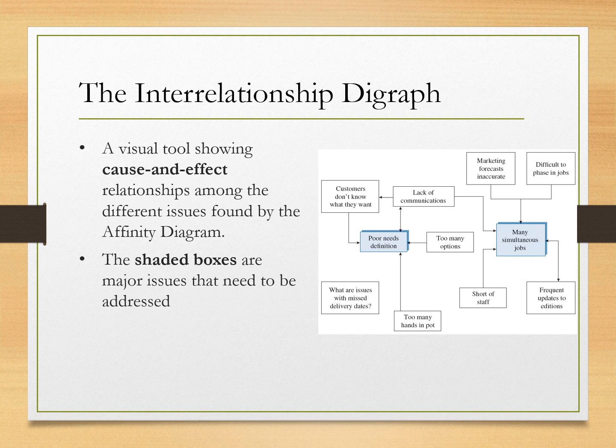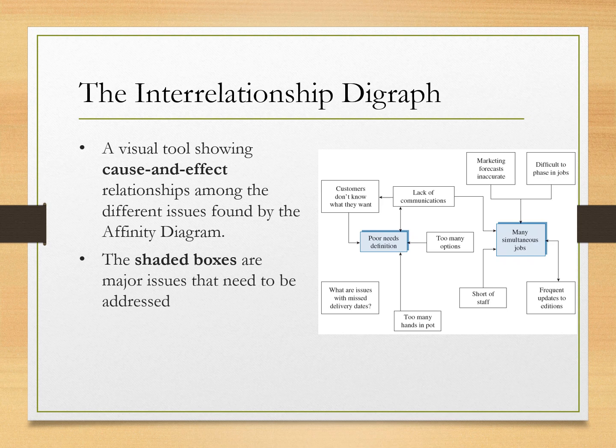Okay, so we have used the affinity diagram and we have organized all the ideas into nice, neat categories. But you might wonder, how do these categories relate to each other? And that's where the interrelationship diagram comes in. This is the visual tool that shows the cause and effect relationships among the different issues we identified with the affinity diagram.